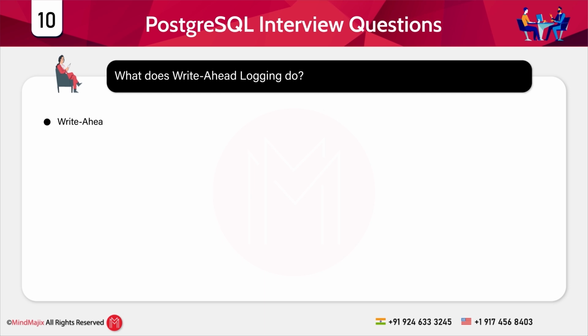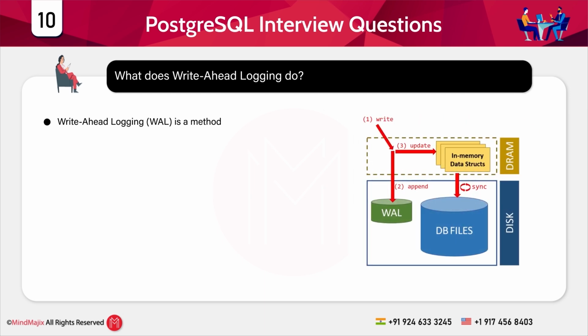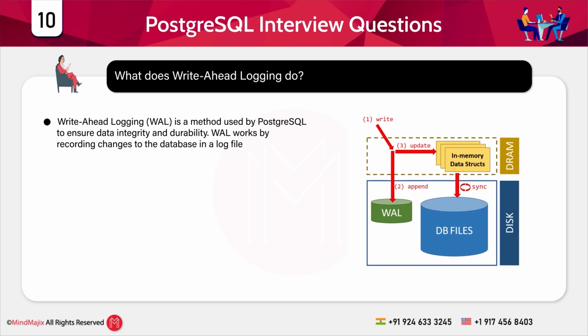So write ahead logging, or WAL, is a method used by Postgres in order to ensure data integrity and durability. Basically, WAL works by recording changes to the database in a log file before they are applied to the actual data files. And now, why must you use WAL?